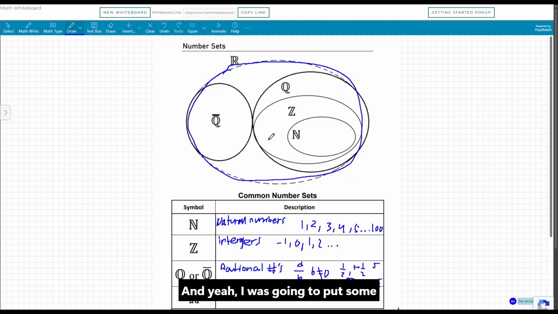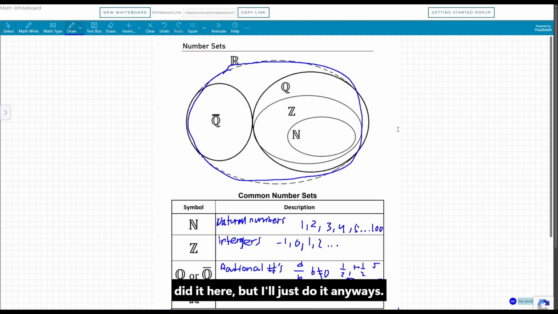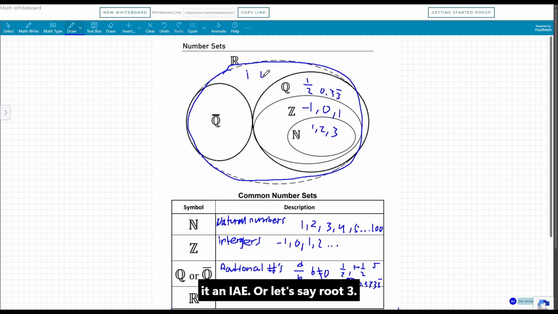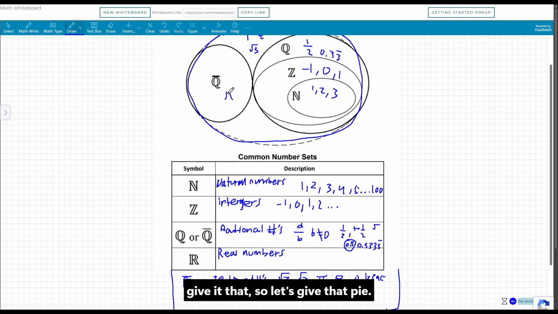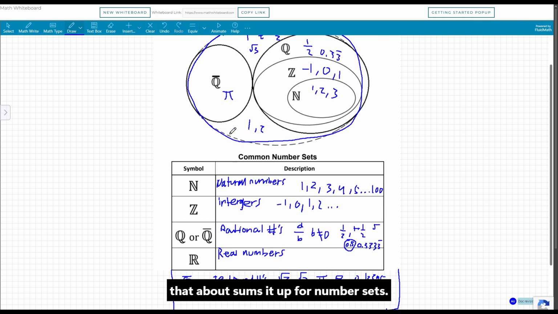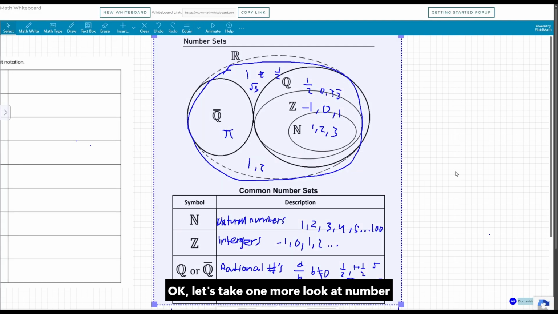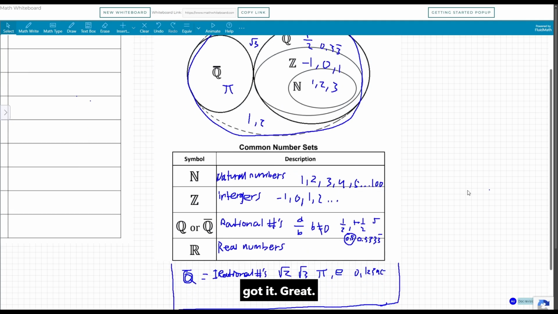And yeah, I was going to put some examples in here, but I kind of already did it here, but I'll just do it anyways. So for here, we can do 1, 2, 3, -1, 0, 1. Q, or rational numbers, we can do 1 over 2, 0.33. Irrational numbers, let's say √3, and we can also give it pi. Real numbers, 1, 2, 1 over 2, it can be anything. And that about sums it up for number sets. Okay, let's take one more look at number sets before I erase it. Okay, got it? Great.